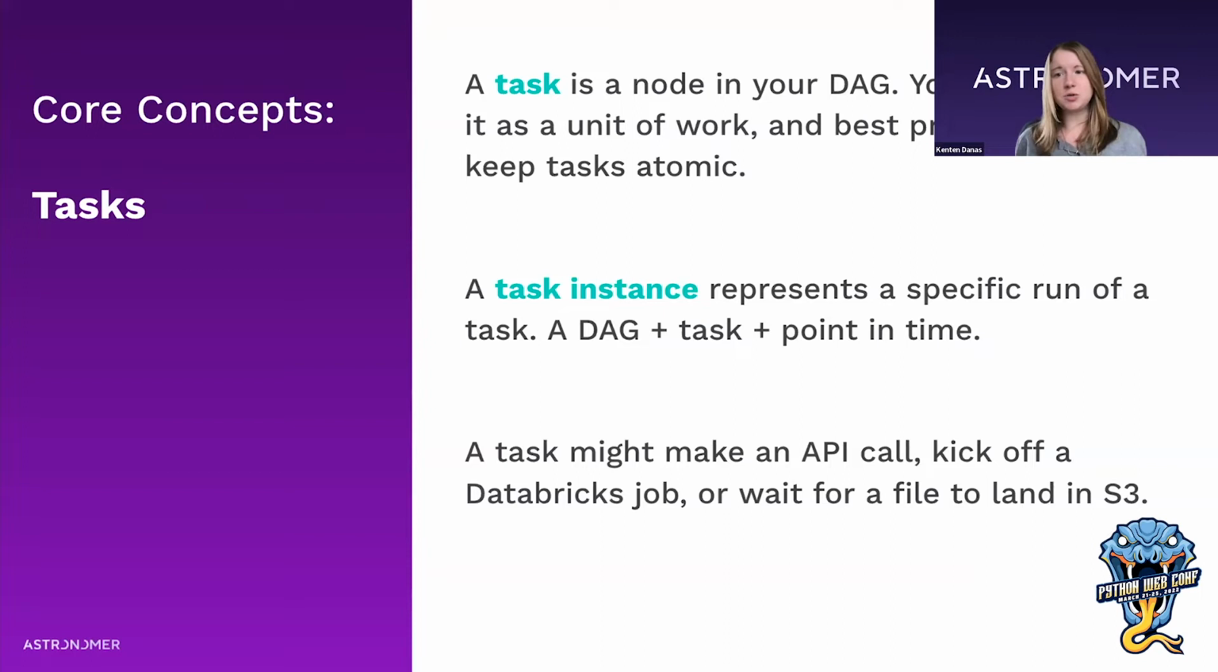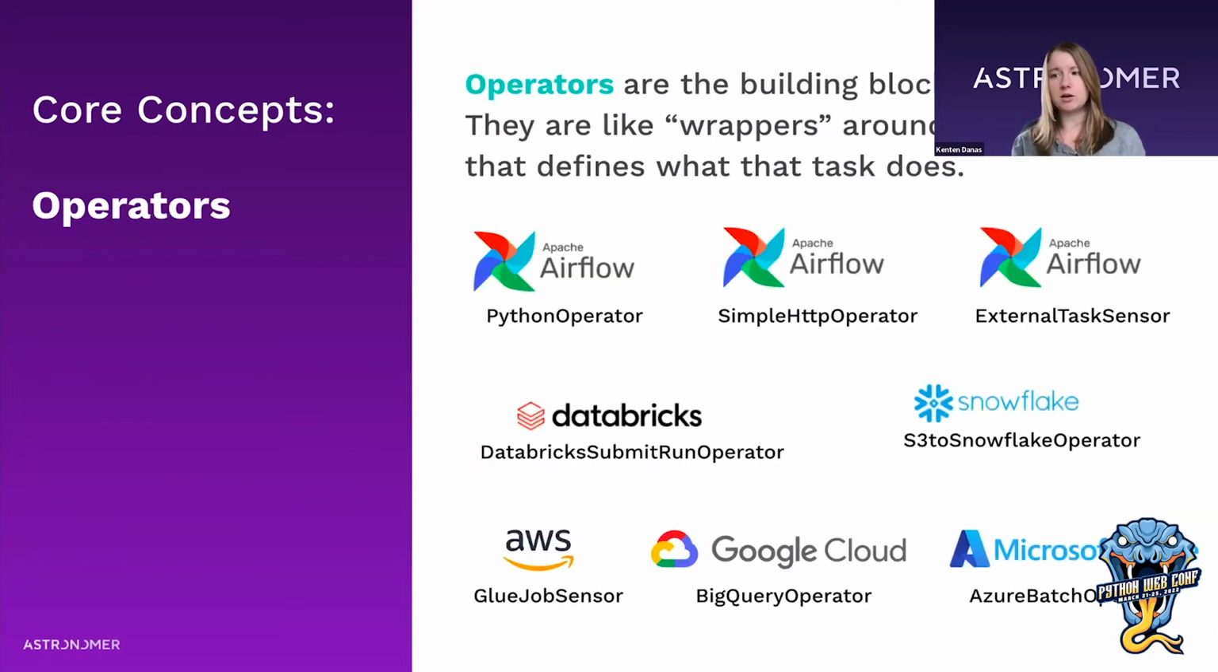And a task can do, again, really whatever you want it to do. It might make an API call, it might kick off a Databricks job, it might run a Python function, it might wait for a file to land in S3. We'll talk more about what you can do with tasks, but again, you have a ton of flexibility there. And building on that, what does a task actually do?